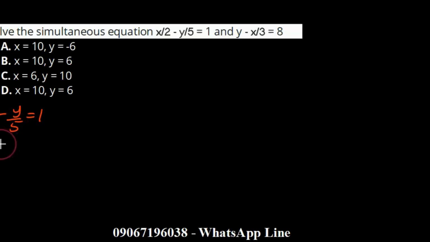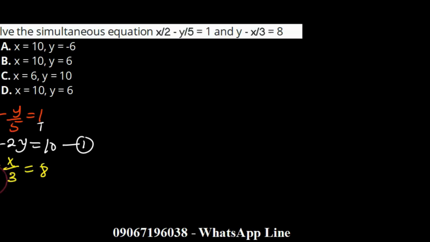Now 2 times y, that's going to give us minus 2y is equal to, now the denominator is 2 times 5. The LCM is 2 times 5, so 2 times 5 is 10. Now 10 is going to cross multiply, because we make this over 1 and then cross multiply, it is going to be 10. Now this is our equation 1. Having this out of the way, let's go ahead to write equation 2. Now equation 2 is giving us y minus x over 3 is equal to 8.